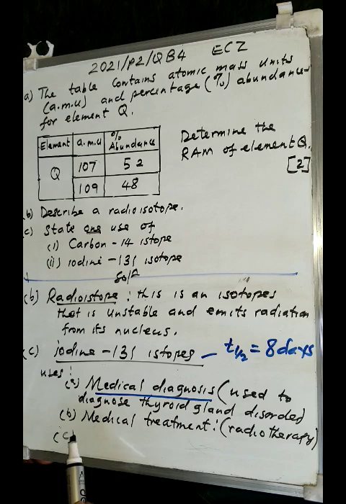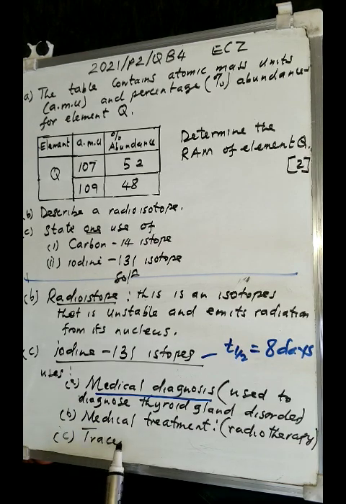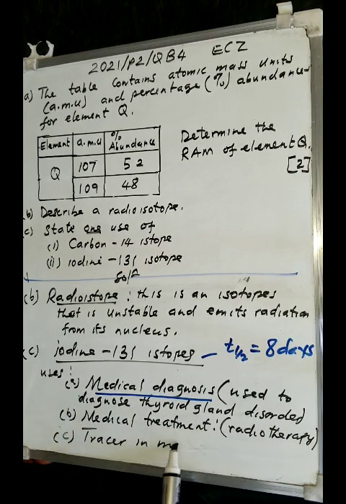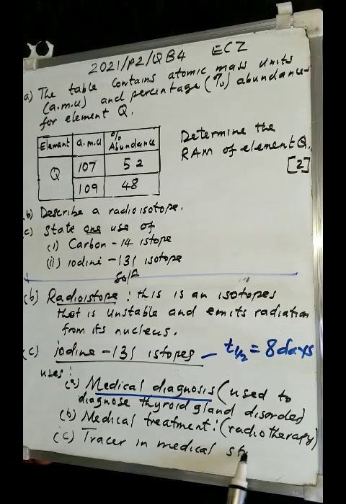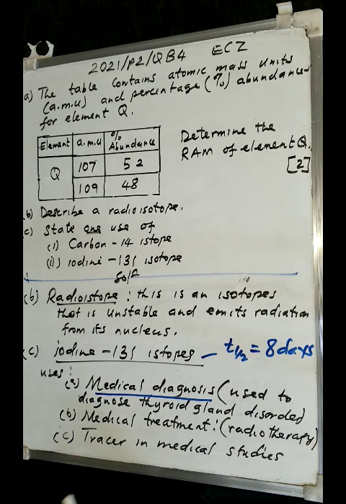Another use is as a tracer in medical studies. What do I mean by tracers in medical studies? It can be used in the study of iodine metabolism. If you want to know the breakdown of iodine in the body, or how the thyroid is functioning, they can use iodine 131. So you can see there are a lot of good uses of these radioactive isotopes.